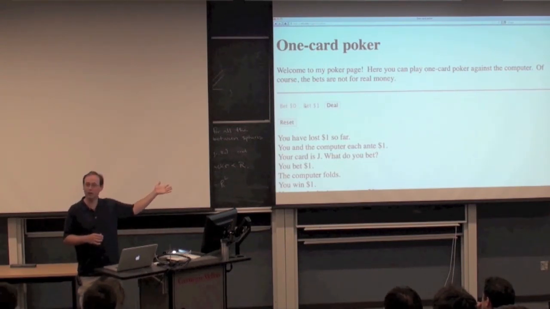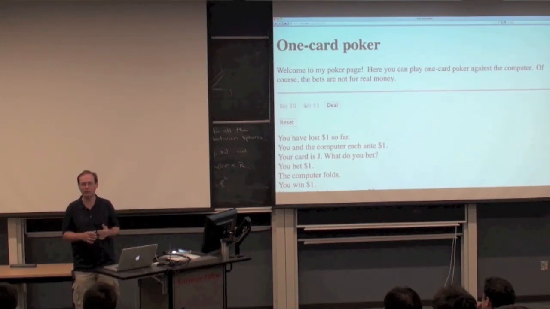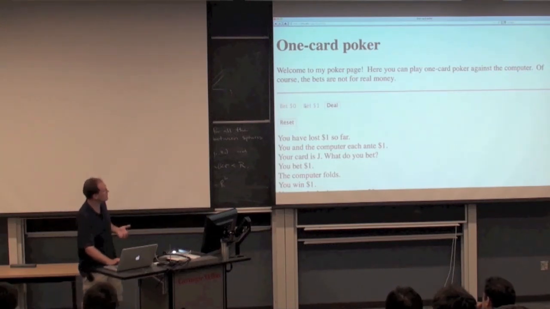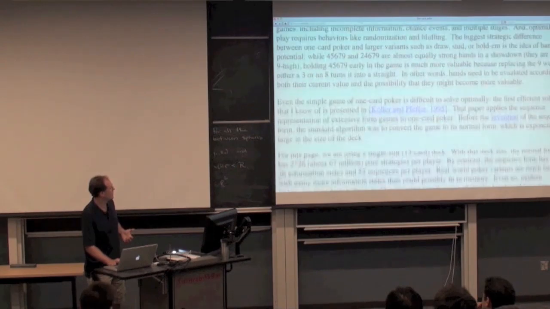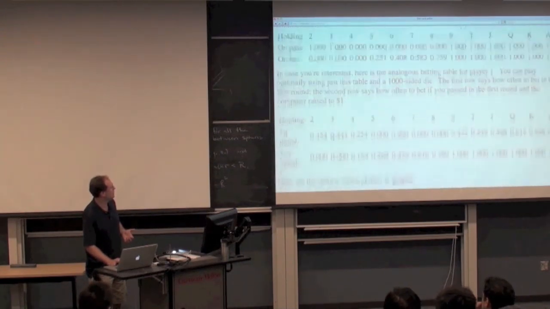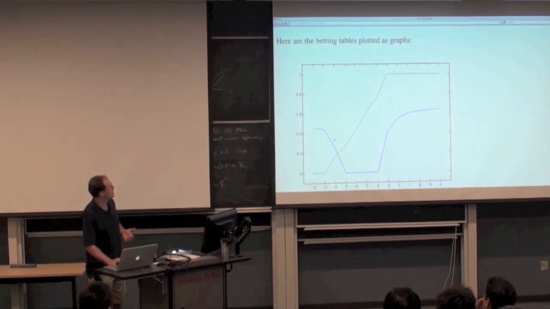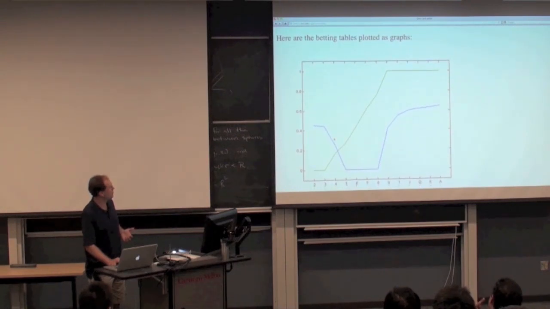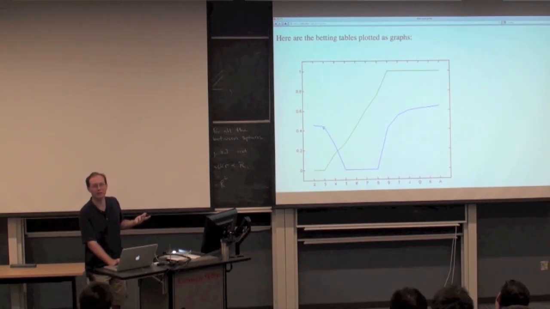You can download the code from this web page if you want to take a look at it, or you can look at the optimal strategies. Down here we have the optimal strategies. This is the betting table for player 1. On the first round is blue. This is the probability of betting given that you're dealt a 2 through an ace. So you actually want to bluff if you're dealt a 2 or 3.